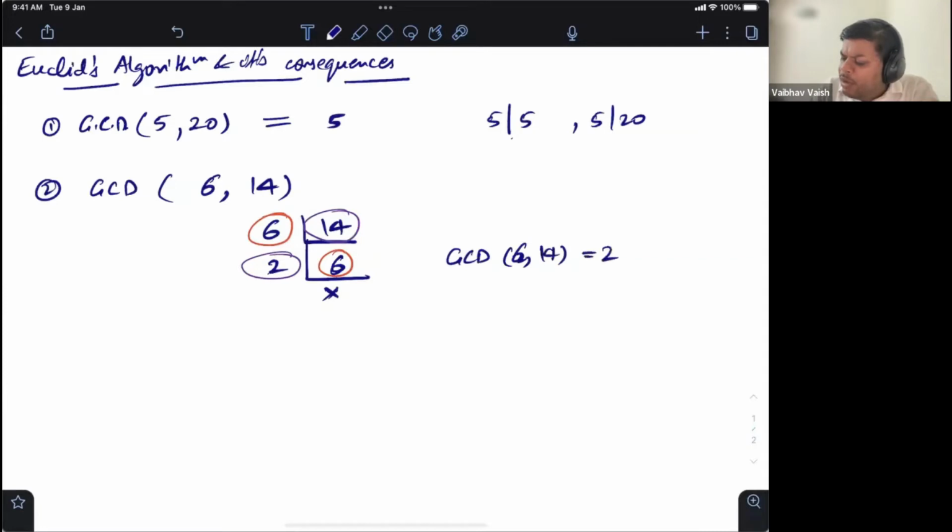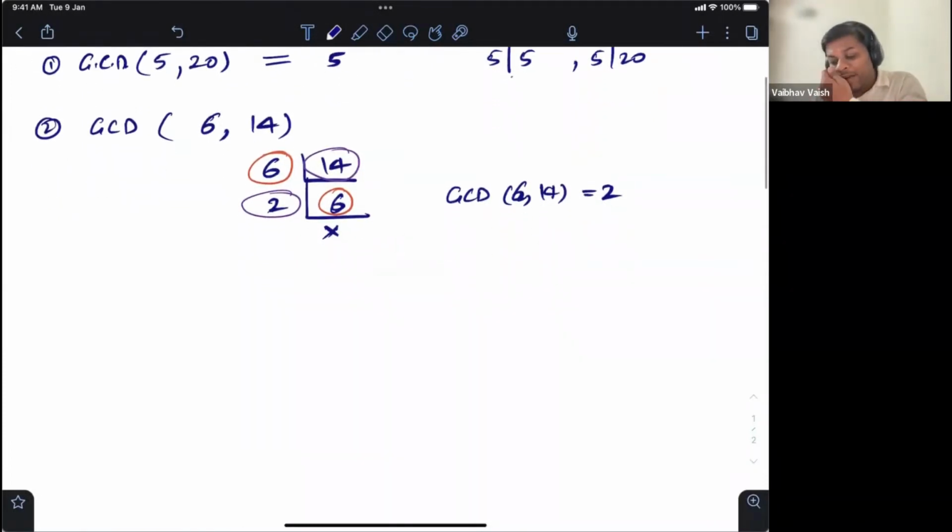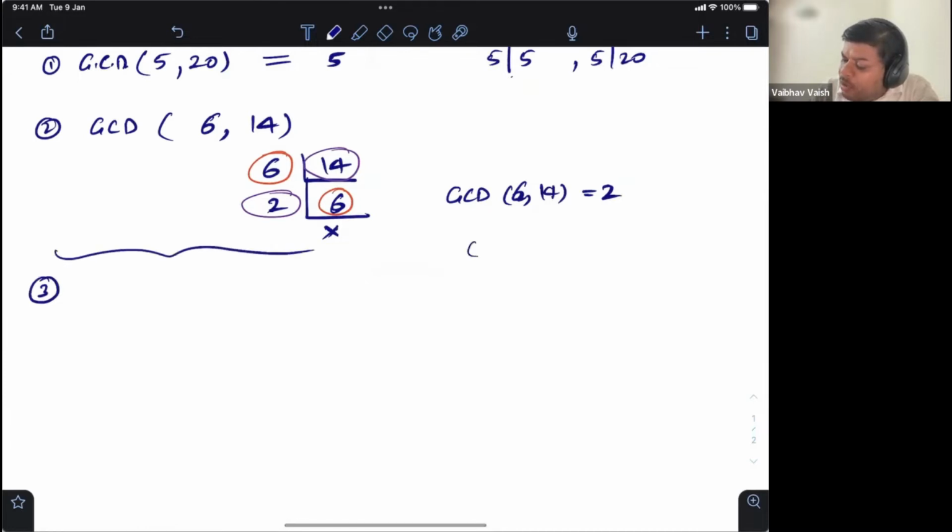And this you can actually manually check. 2 divides 6, 2 divides 14, but there is no greater divisor of 6 and 14. I'm just trying to recall something which people have seen as notation, I presume. This algorithm is usually covered at school level, right? This is the school algorithm for GCD.